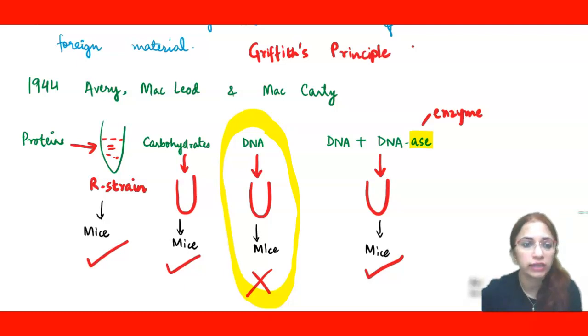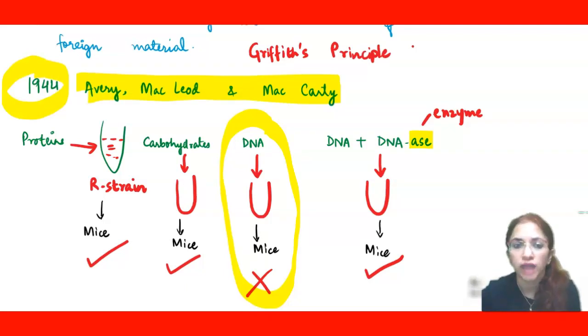So the credit ultimately goes to Avery, MacLeod and McCarty, who worked in the year 1944, and they proved that DNA is the major chemical that caused the transformation principle.